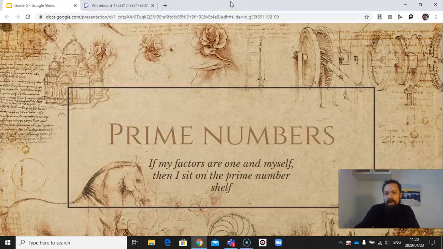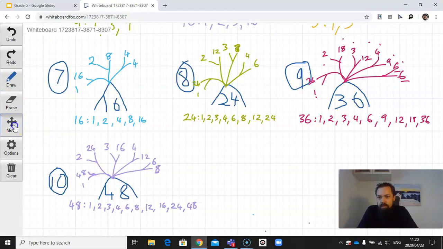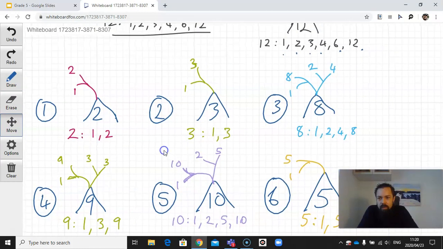Let's look at our whiteboard again and look to see which of those numbers is prime. Well, if we look at the first one, the only things that fit in are 1 and itself. So 2 is a prime number. I'm just going to put a P next to it. If I look at the next one, the only things that fit in there are 1 and itself. So 3 is a prime number.